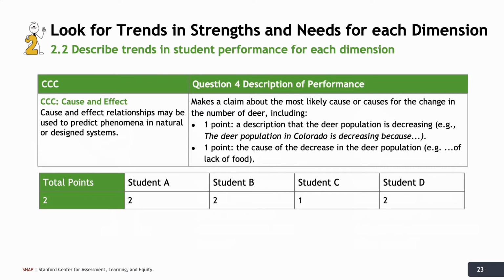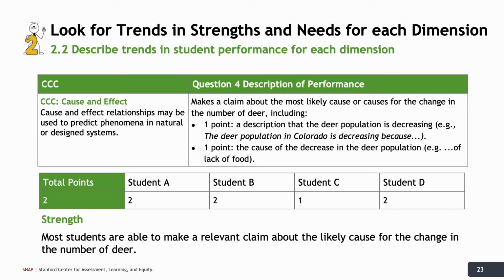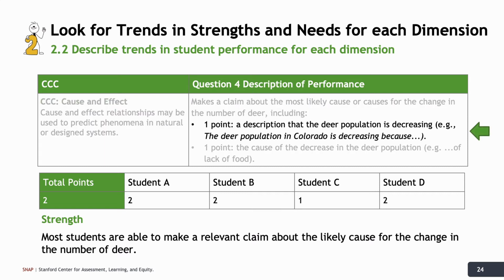Let's start with the cross-cutting concept to describe our trends. In the previous step, we saw that students were providing ample evidence for the cross-cutting concept, with most students earning a 2 out of 2 points. So we labeled this trend as a strength in student performance. Based on these 2-point scores in the description of performance in the right-hand column of the rubric here, it seems that most students were able to make a relevant claim about the likely cause for the change in number of deer, which included a description of the population decreasing and a relevant cause, such as a lack of food. We used the word most in our trend because about 75% of our students were showing this kind of evidence.